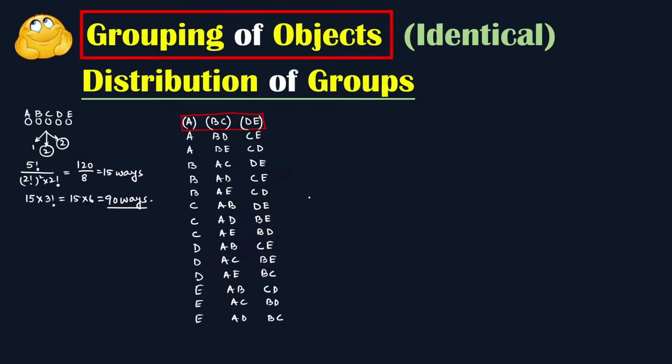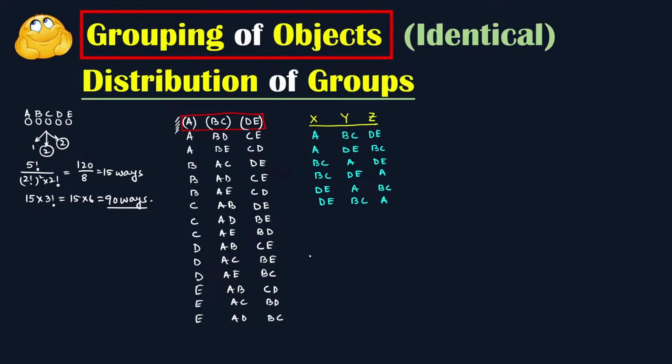Let us say the 3 people are X, Y and Z, and let me consider only the first group, I mean the first way of forming the groups. One group has ball A, another group has B and C, and the other group has D and E. Now if I want to distribute these 3 groups among 3 people X, Y, Z, that can be done in these 6 ways.